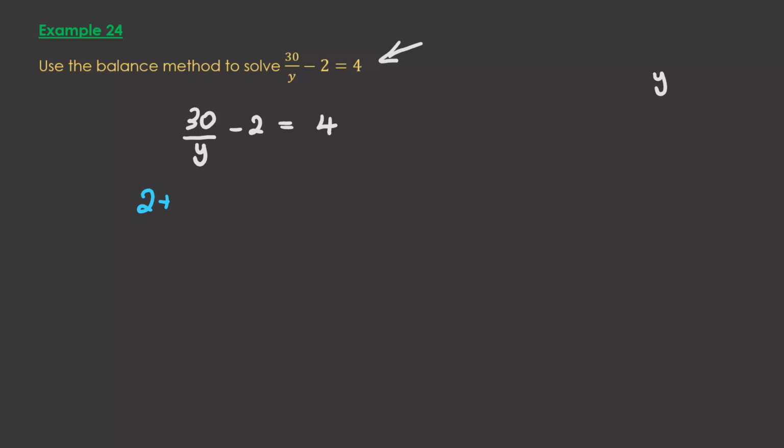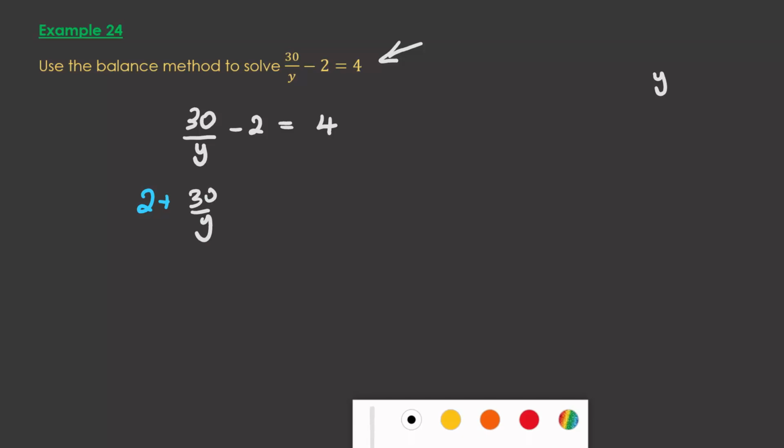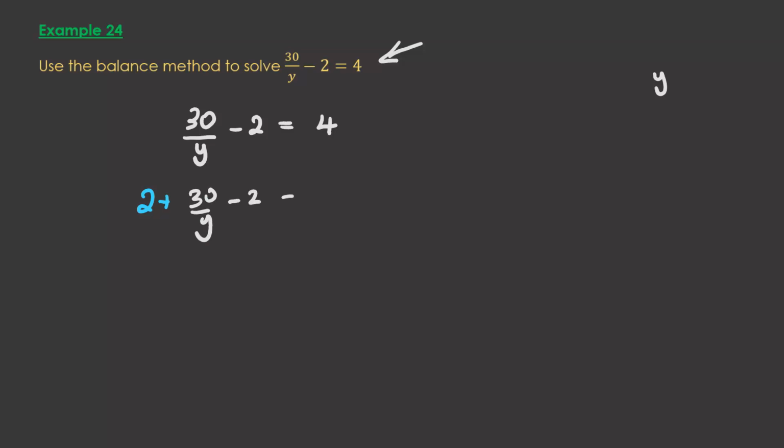So I'm going to have 2 plus 30 over y, take away 2, equals 4, add 2. So I've done the same thing to both sides. I've added 2 to both sides. But on this side, of course, inverse operations means that I now have 30 over y. And on this side, I have 6.